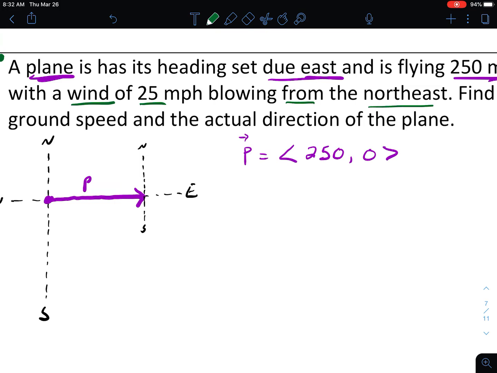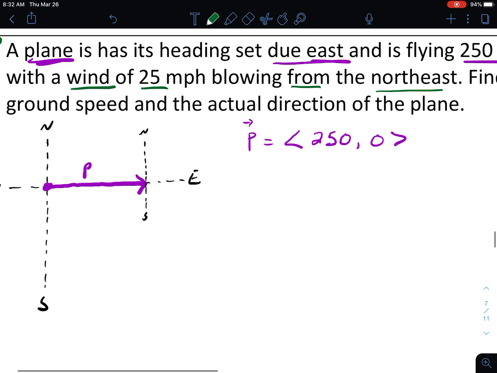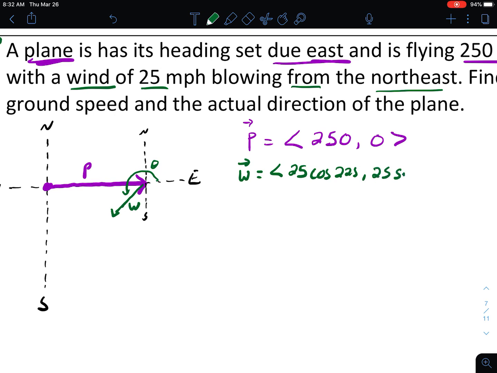And the wind, 25 miles per hour, is blowing from the northeast. So that doesn't mean I push it into the northeast. It's coming from that direction, so it's actually blowing in the direction of southwest, which, like the previous example, if it's blowing southwest, that means the overall angle here for theta is going to be 225. So the component form of my wind would be magnitude, so 25, cosine of that angle, so cosine of 225, by magnitude sine of that angle.